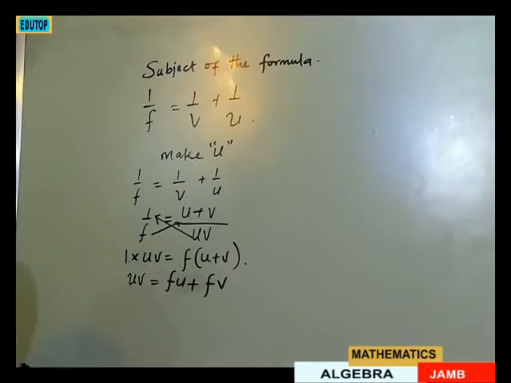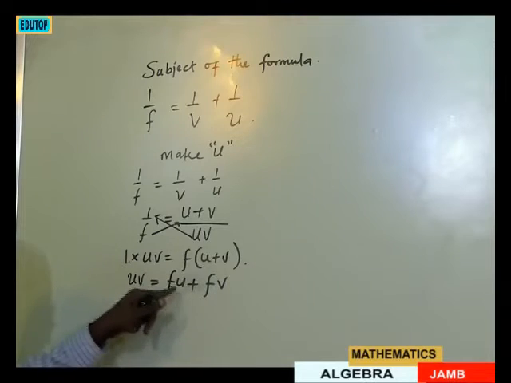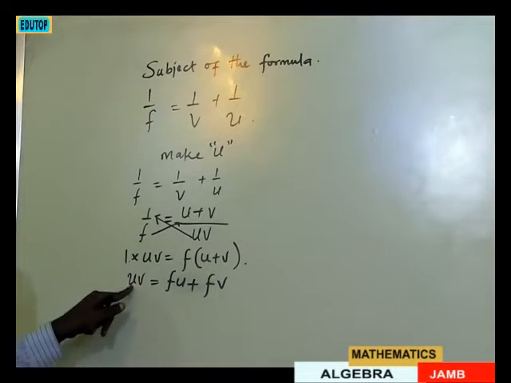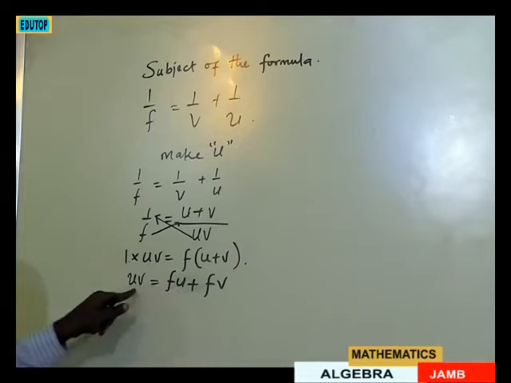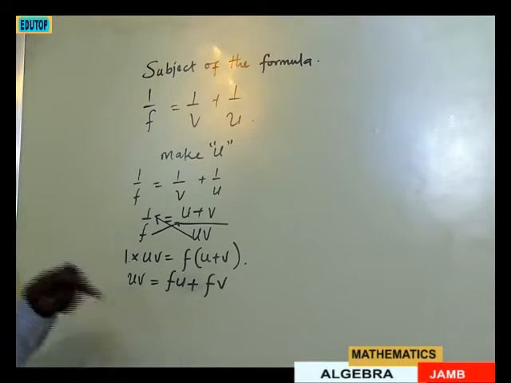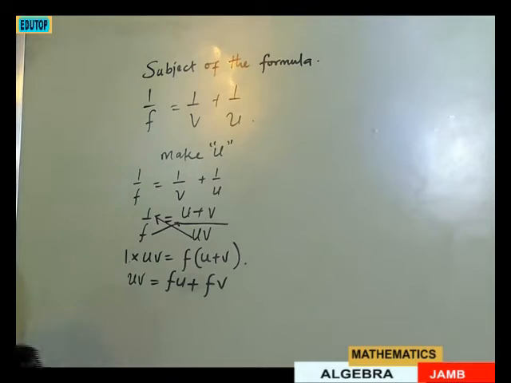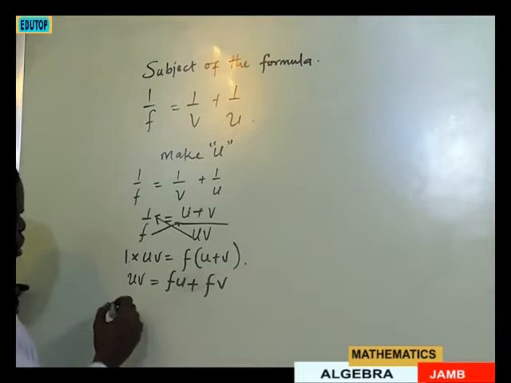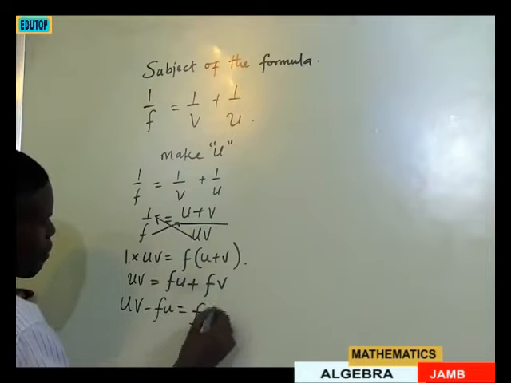In this situation, our interest is what? U. We have u here, we have u here. So what we need to do at this point, we cannot solve this one alone without combining with this. So since u is here, we collect like terms by bringing those u together. The only way to do that is to transfer this to the other side. And by so doing, you have uv minus fu equals fv.